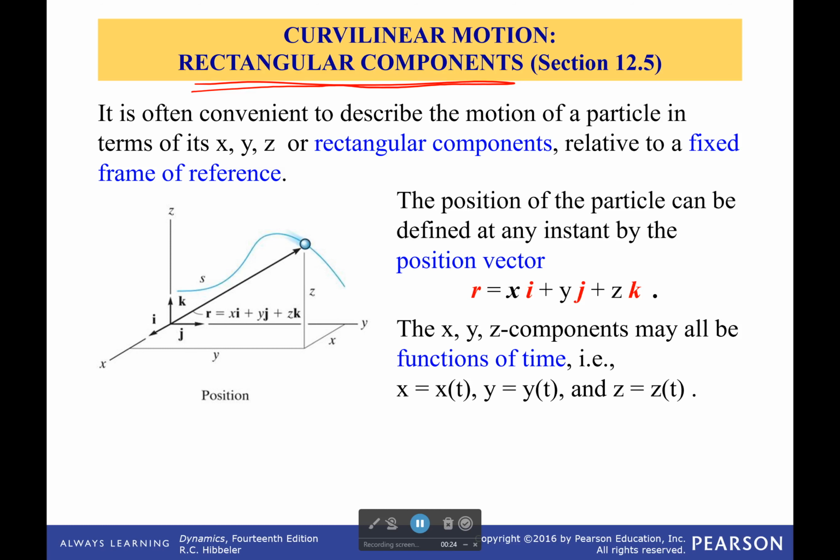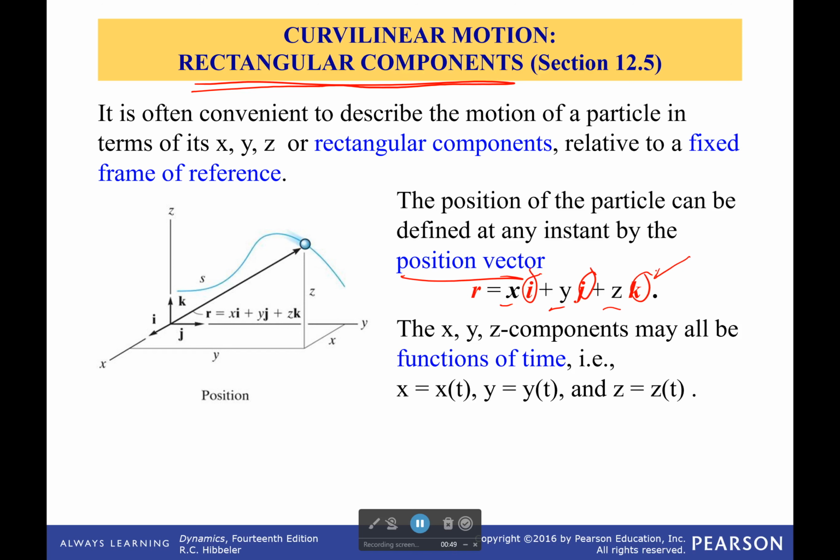So the position of a particle at any time can be defined by our position vector. And we can break that up into its x, y, and z components. Where x, y, and z are the magnitude, and the i, j, and k right here are the vectors. They give the direction: i along the x-axis, j along the y, and k along the z-axis. These are all unit vectors, which means their magnitudes are 1.